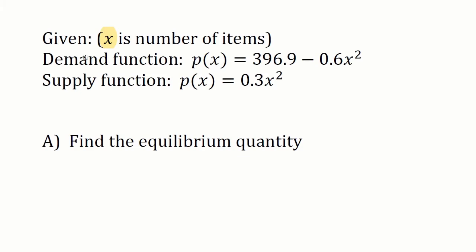So p of x as the demand is this right here, 396.9 minus 0.6x squared. That's my pricing related to quantity as the demand curve. And then on the other hand, I have my supply function. Okay, so p of x equals 0.3x squared right here. And so these are all quadratic functions, but they are different functions.